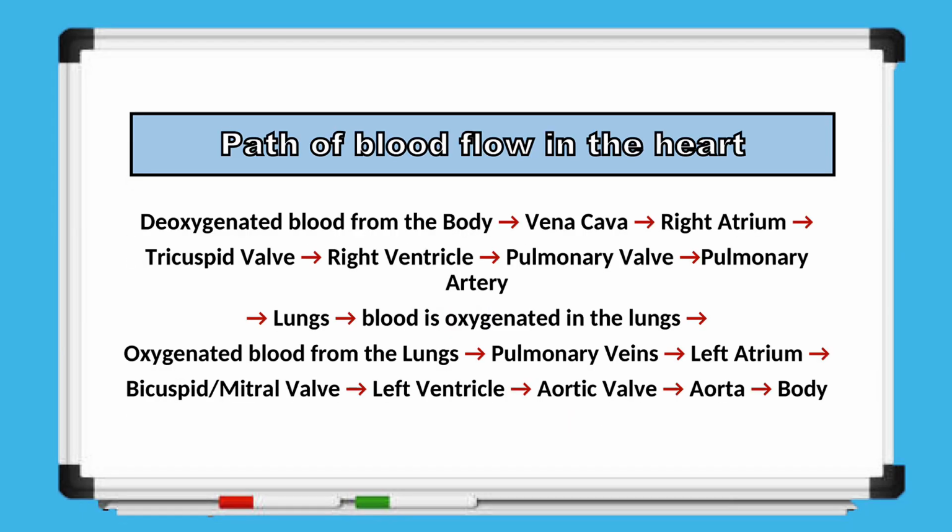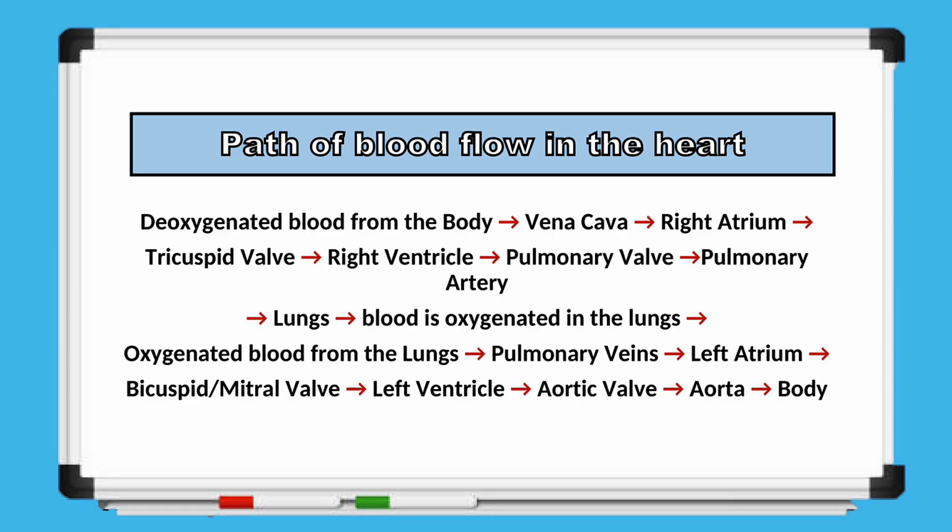So overall, you should remember that blood flows through the heart in a specific pathway. Deoxygenated blood from the body enters through the vena cava into the right atrium, passes through the tricuspid valve into the right ventricle, and is pumped through the pulmonary valve into the pulmonary artery to the lungs. In the lungs, the blood becomes oxygenated.